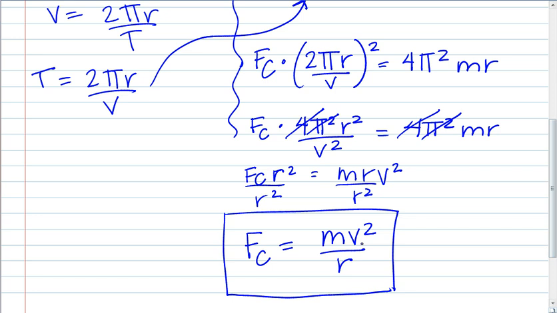This one simply uses velocity instead of period. Force would still be measured in newtons. Mass would still be in kg. Velocity, of course, is in meters per second. And radius would be in meters. In the next video, I'll go through and solve the above problem to give us an idea of how to use this actual equation.